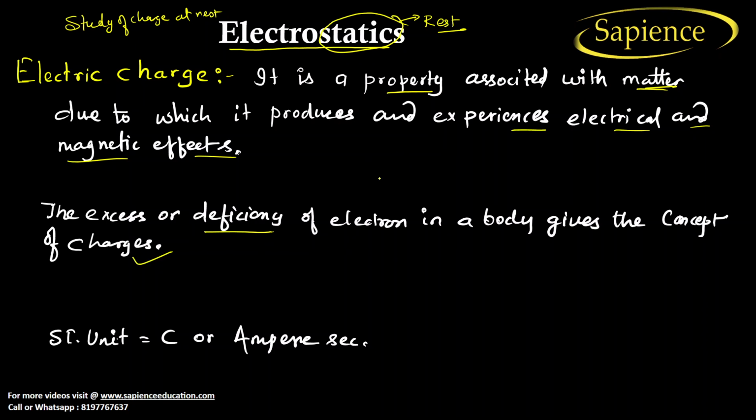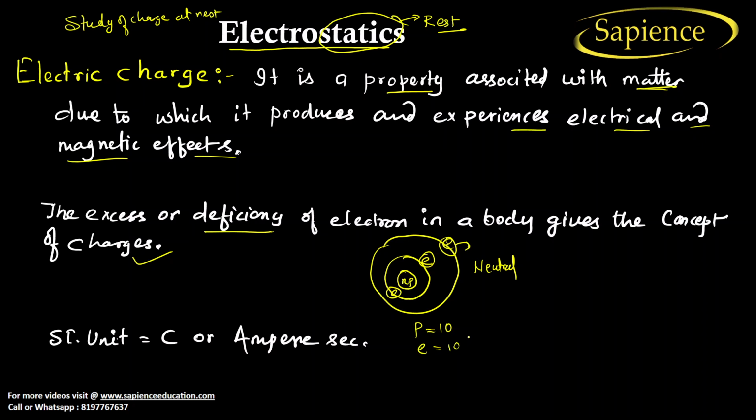Why does it happen? Let us consider an atom in which there are neutrons as well as protons, and outside there are electrons. What will happen if I remove an electron? Let us consider a neutral atom, where the number of protons is 10 and the number of electrons is 10. This is plus charge and this is minus charge, so overall it is neutral.